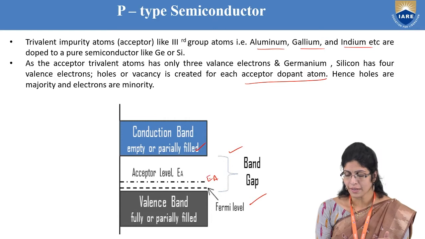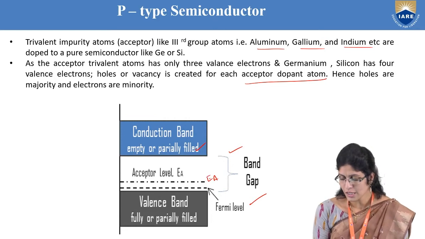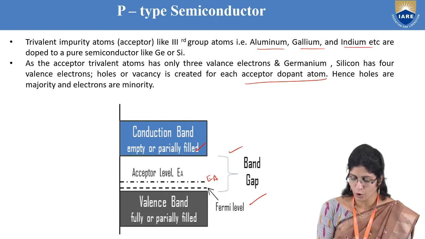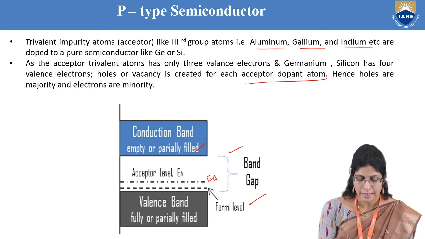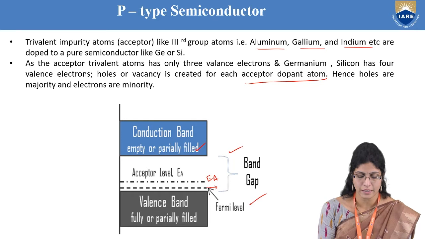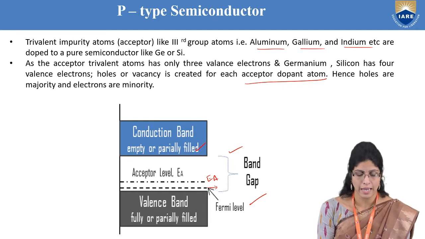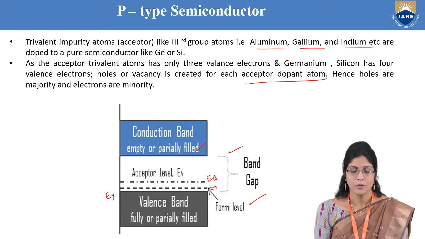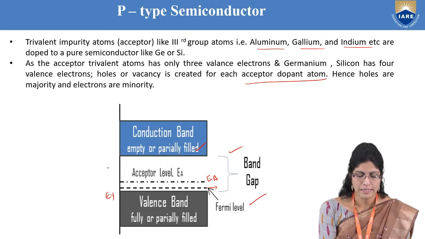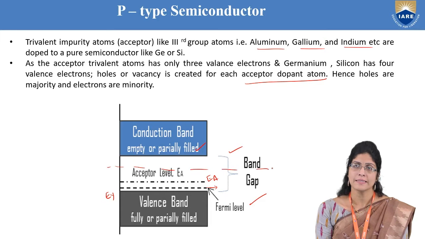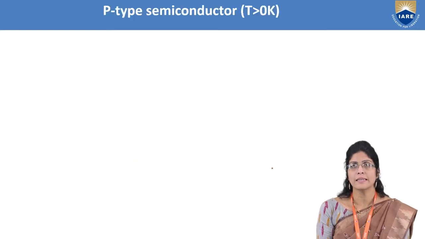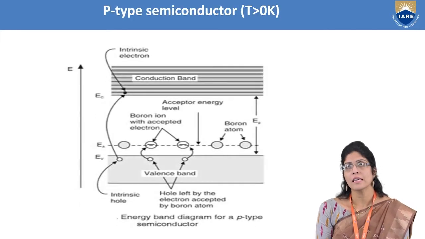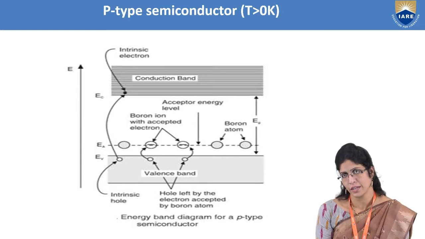And as the Fermi level is the energy level which has a probability of occupancy of the electrons, this Fermi level for this particular extrinsic semiconductor will lie in between EA and EV. Okay, and of course the intrinsic Fermi level will always be in the center. So moving on, let's now see what will happen if T is increasing greater than 0 Kelvin.